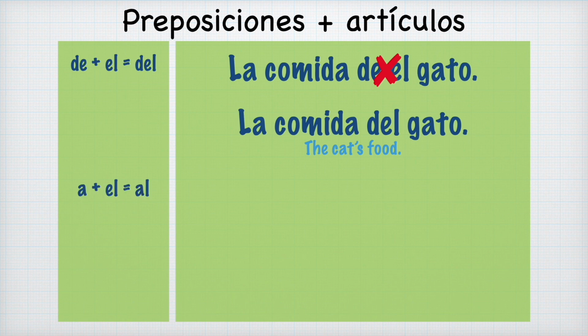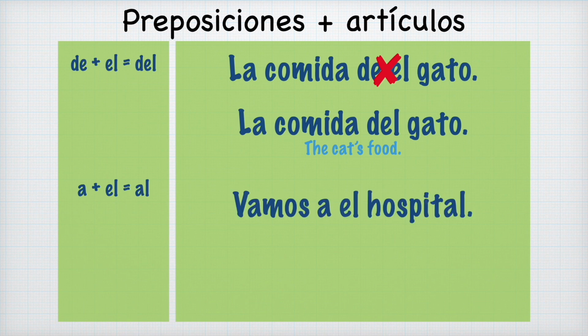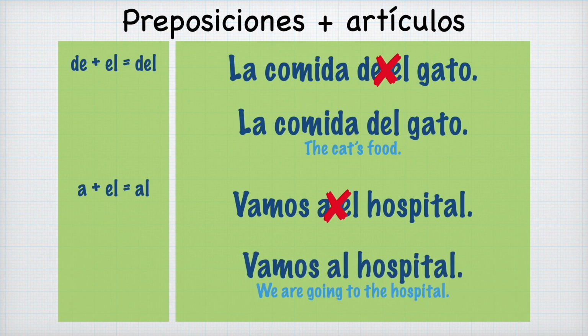Similarly, when you have the preposition a plus el, we're not going to say a el, we're going to say al. For example, vamos a el hospital. This doesn't sound correct. So we're going to combine a el to form al. Vamos al hospital. And it means we're going to the hospital. The preposition de could mean of, from, or by. And the preposition a means to. So in this case, it happens because of the vowels.